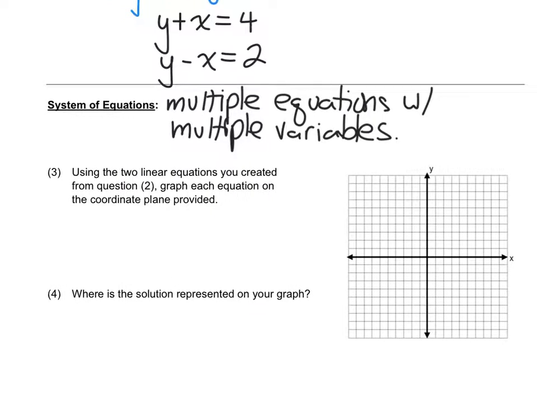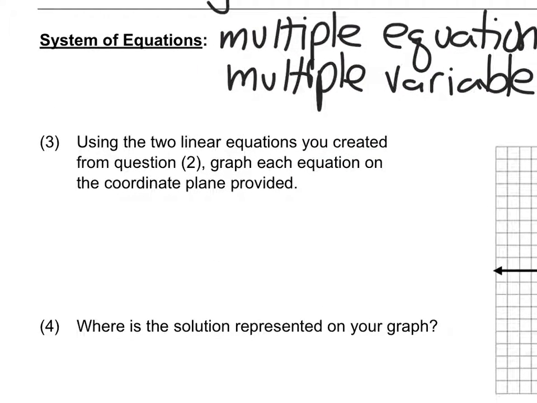All right, so using the 2 linear equations you created from the previous question, graph each equation on the coordinate plane provided. So we had y plus x equals 4 and y minus x equals 2. We want to get it into y equals mx plus b form, also known as the slope-intercept form. All right, that's where we're going to start. That's probably what you learned in previous years. I don't know if you learned point-slope form for a linear function. You have? That's standard form. That's also good, and we'll actually touch on that.